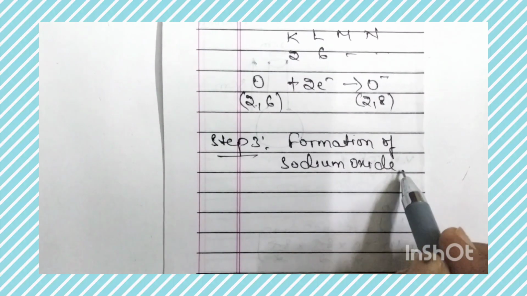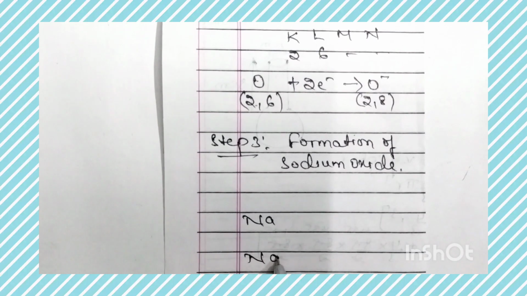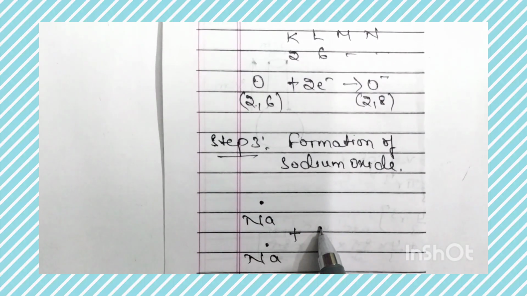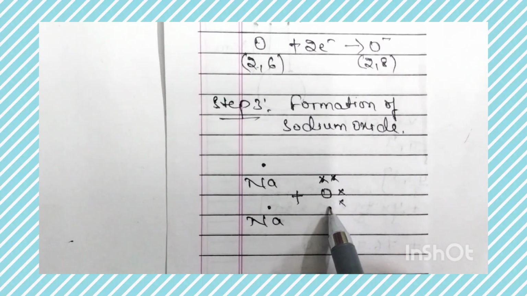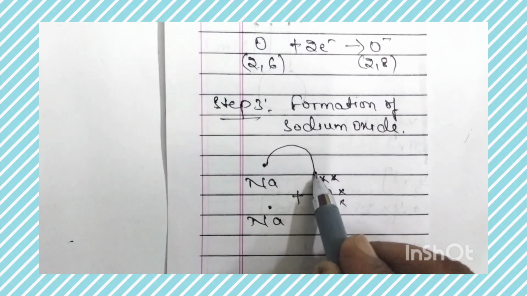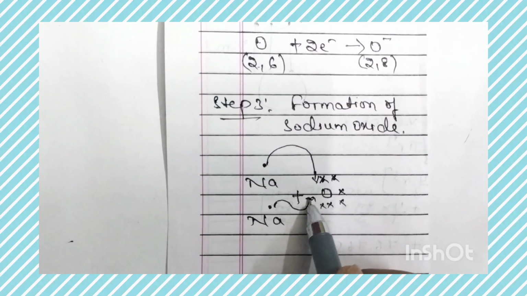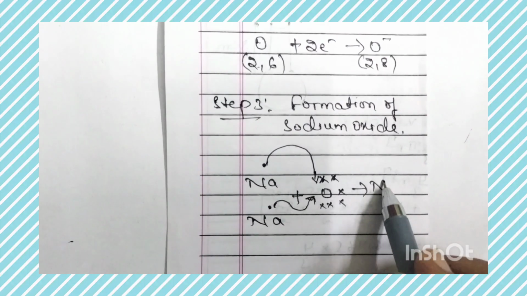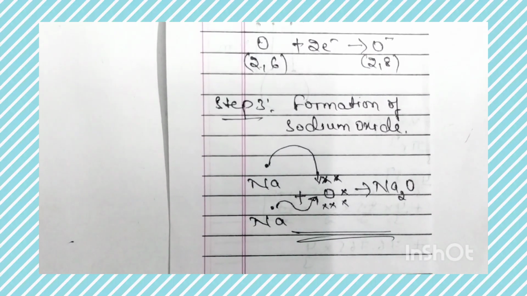So how sodium oxide is formed, let us see it now. So sodium Na2, here one electron plus oxygen. So this sodium gives up one electron. This will leave another electron. So it gives up another electron, and it will become Na2O. It will become Na2O.